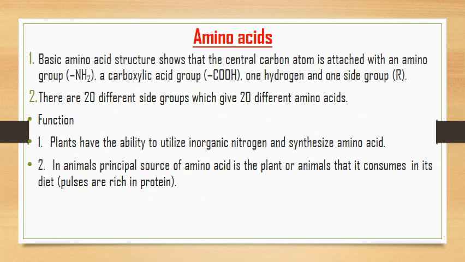Next is amino acids. Basic amino acid structure shows that the central carbon atom is attached with an amino group, a carboxylic acid group, one hydrogen and one side group. There are 20 different side groups which give 20 different amino acids. Function: plants have the ability to utilize inorganic nitrogen and synthesize amino acids. In animals, the principal source of amino acids is the plant or animals that it consumes in its diet. Pulses are rich in protein.